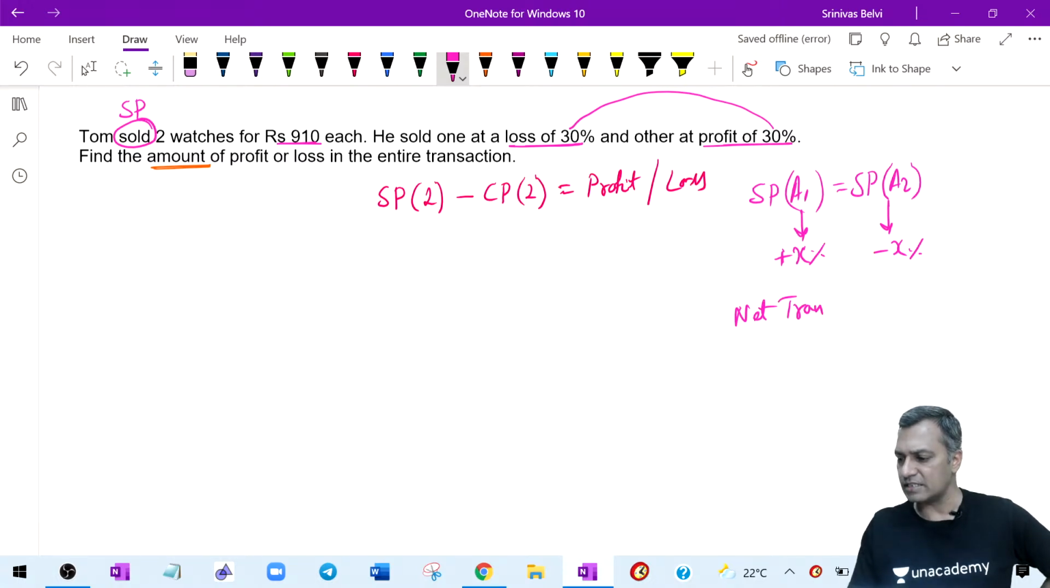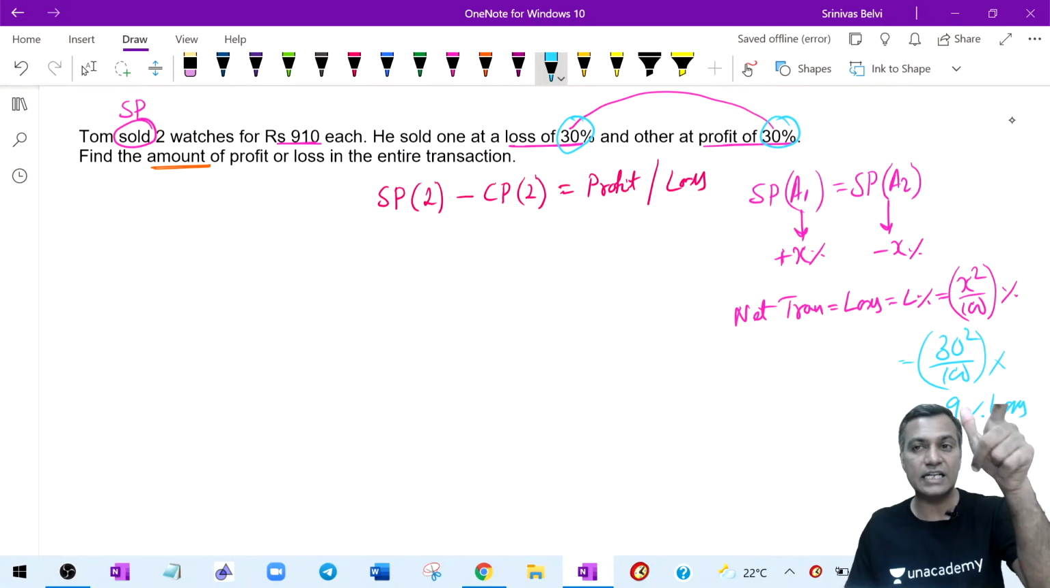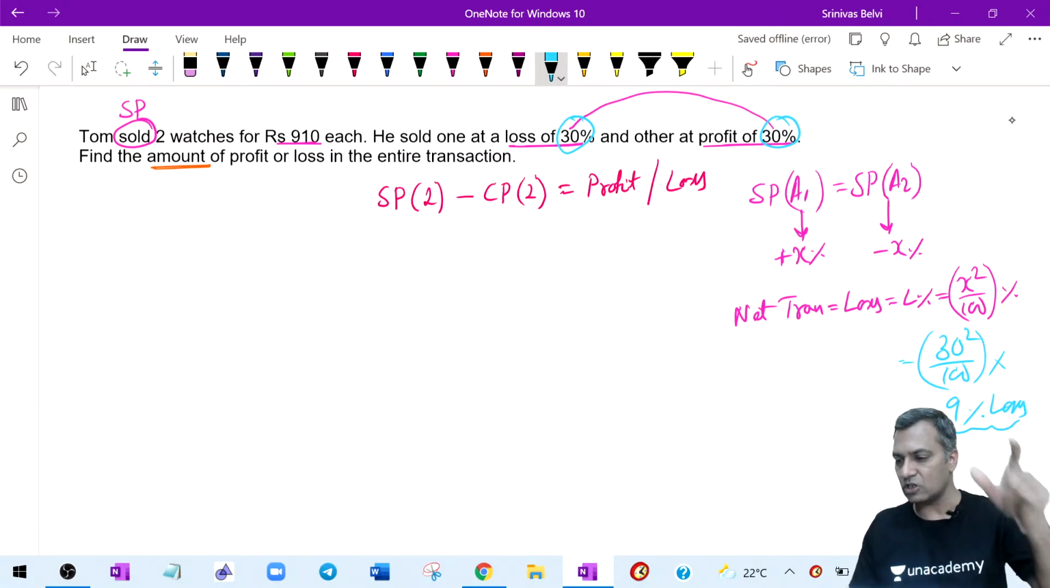the net transaction always results in a loss. The loss percentage, all of you know, is X square divided by 100%. Those who knew this would have applied 30 square divided by 100%, which is nothing but a 9% loss. That you will understand.